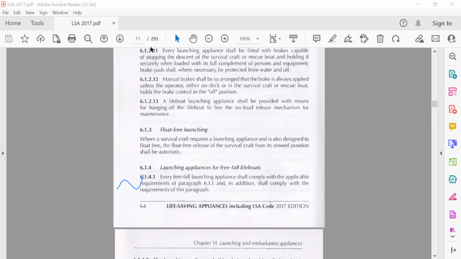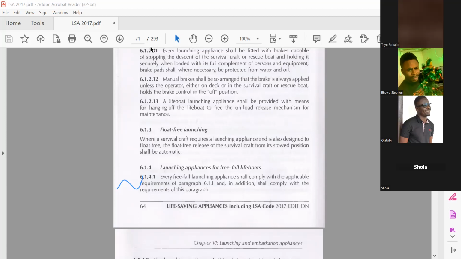So next one is 6.13, float free launching. This is so straightforward. Where a survival craft requires launching appliances and is also designed to float free, the float free release of the survival craft from its stored position shall be automatic. Bam, finito. In this case, it's automatic. So the English there is so clear. Fast forward, I'll move to 6.14.